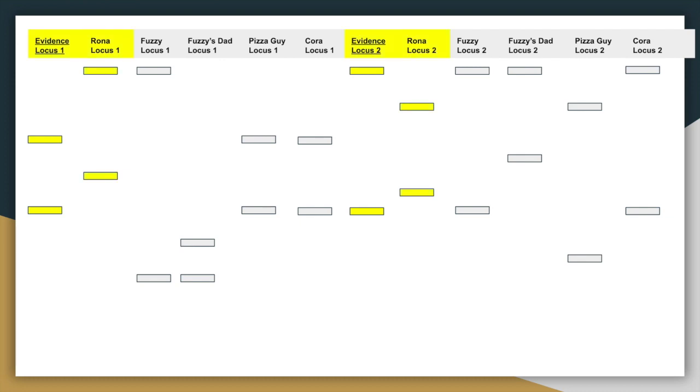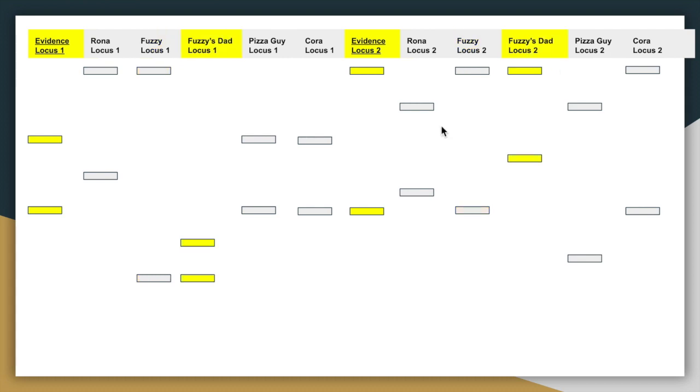Rona, of course, does not match the DNA bands of the fingerprints lifted off the murder weapon, as she is the victim. This can be seen by looking at the gels, as her bands do not match whatsoever with the bands of the DNA sample. Fuzzy matches the DNA sample of loci 2. However, he does not match the sample seen on loci 1, meaning that he is eliminated as the culprit, as he does not match both loci of the DNA sample for both gels.